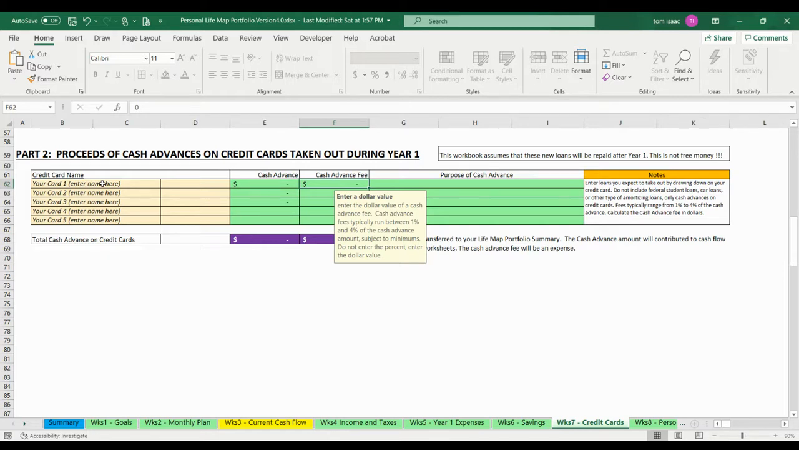And then you do have to recognize that there is usually a cash advance fee. This fee ranges anywhere from 1% to 4%. I've even recently heard cash advance fees as high as 5%. This would be an amount that is added on upfront as a cost to you for borrowing money. This is really the reason you don't want to try to borrow money based upon your credit cards. But go ahead and put that in if you have those. Explain what the purpose of that is, and this information will be totaled up and carry over to your personal life map portfolio summary worksheet.